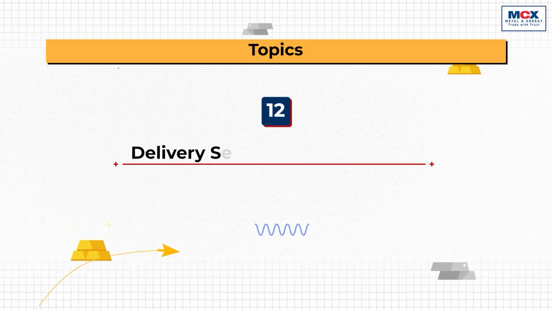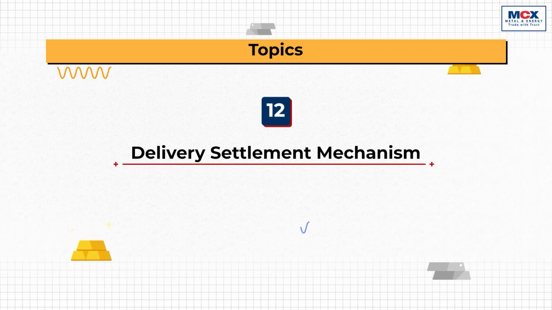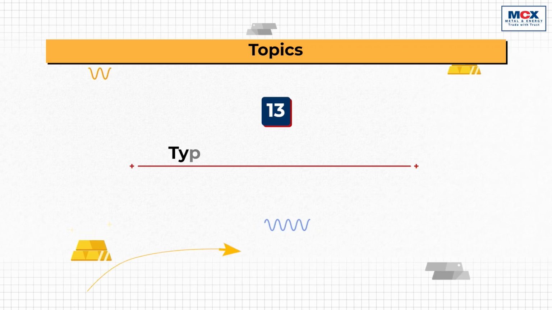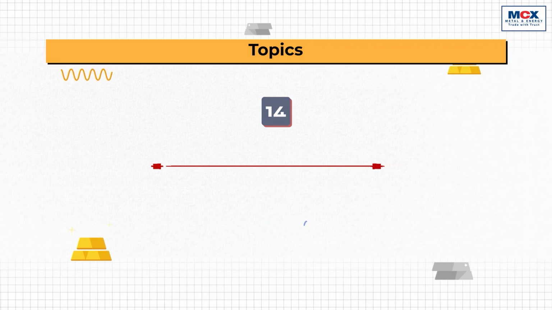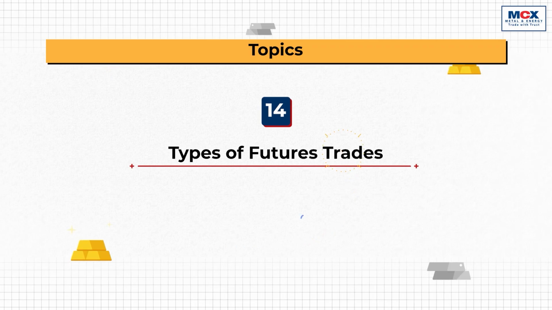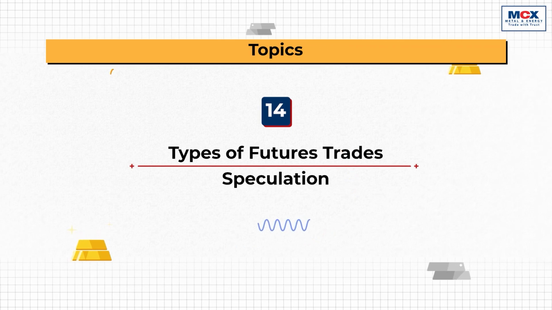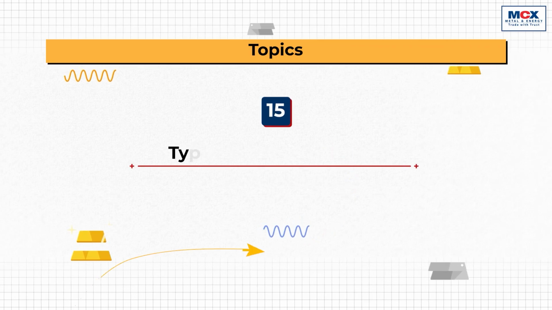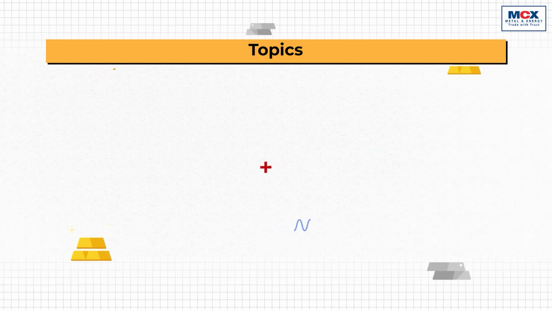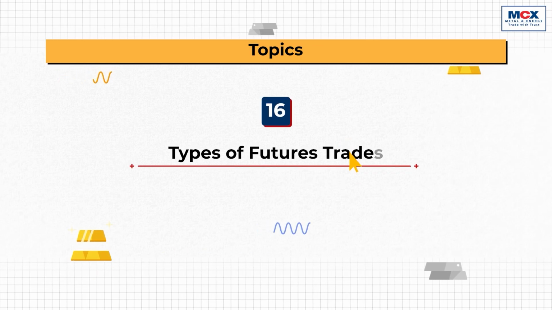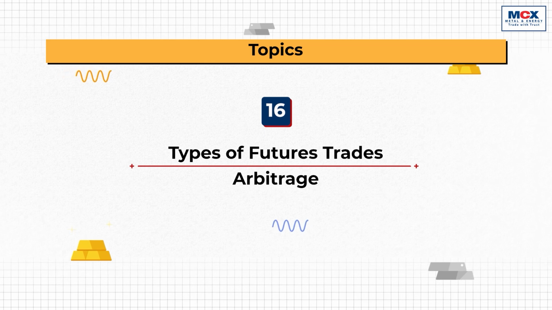12. Delivery settlement mechanism. 13. Types of futures trades, hedging. 14. Types of futures trades, speculation. 15. Types of futures trades, spread trading. 16. Types of futures trades, arbitrage.